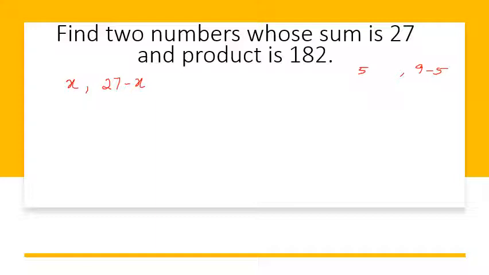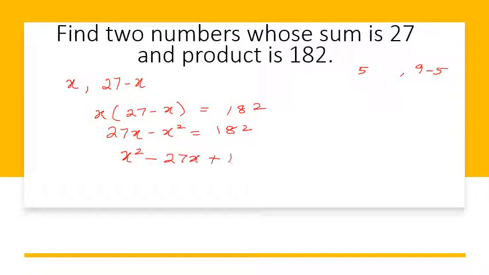So we are getting the product as equal to 182. So how are we going to do it, children? How are we going to find the product? That is, we are going to do it as x into 27 minus x. x into 27 minus x is equal to 182. Now if you multiply, 27x minus x square is equal to 182. If you take x square to the other side, you get x square minus 27x plus 182 is equal to 0.